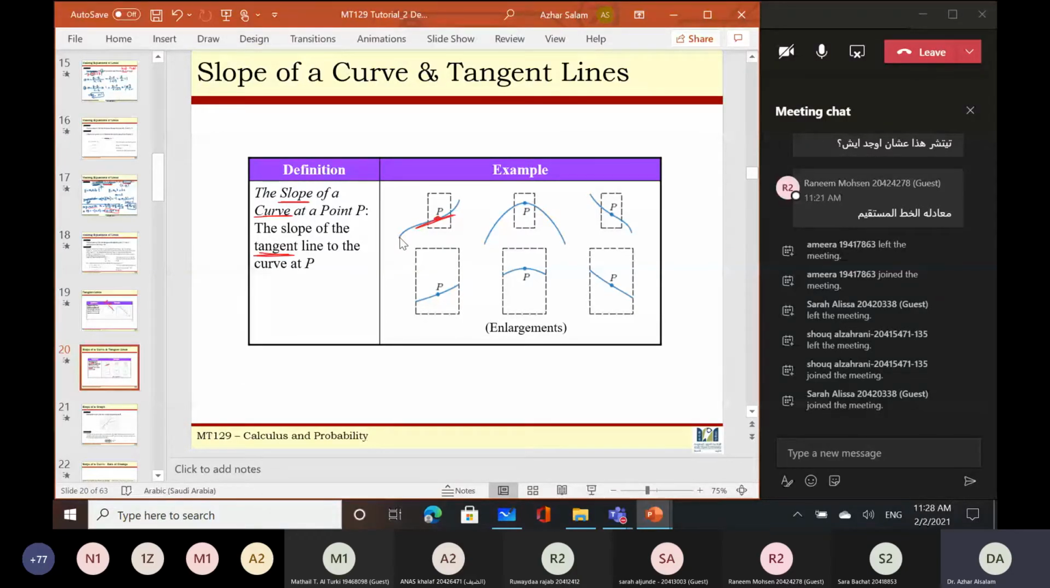To find the slope of a curve at a point, I must find the slope of the tangent at that point. Like this point, for example: if I have this curve, I want to find the slope at this point. How to find the slope at this point? I draw the tangent and find the slope of this tangent. And also for all other examples.